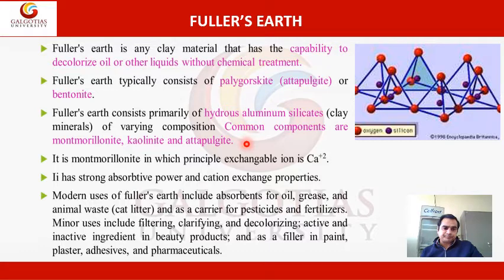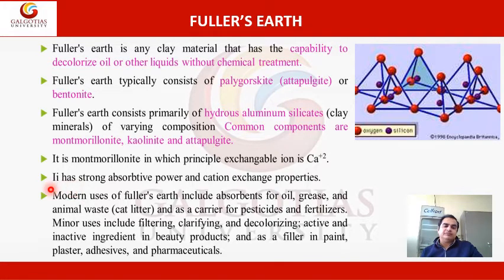If we discuss montmorillonite, the principal exchangeable ion is the calcium ion. That is, in this case calcium ion is mainly exchanged. They can exchange with other atoms, and they also have a very strong absorption power. They also have the cation exchange property, that is, they can replace a cation with some other cation.